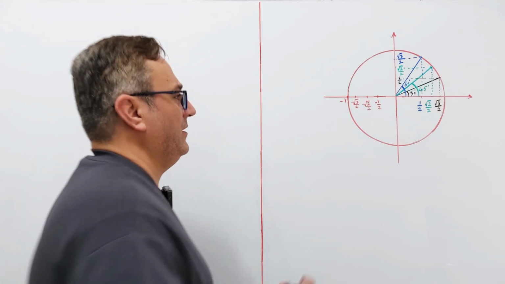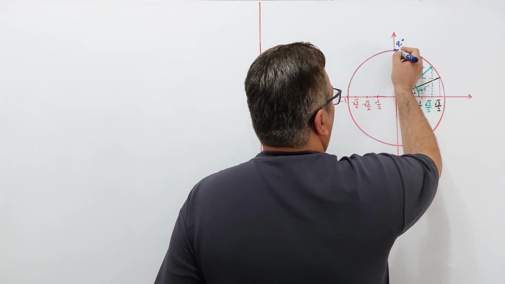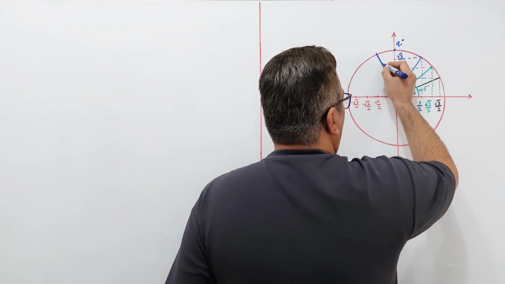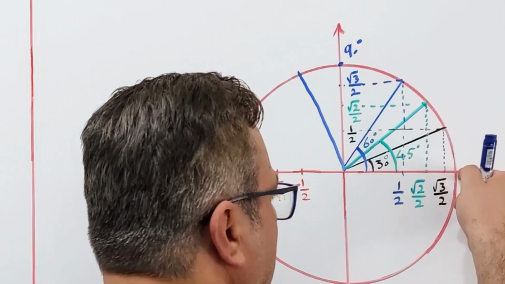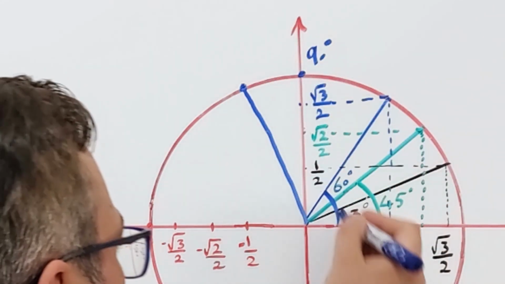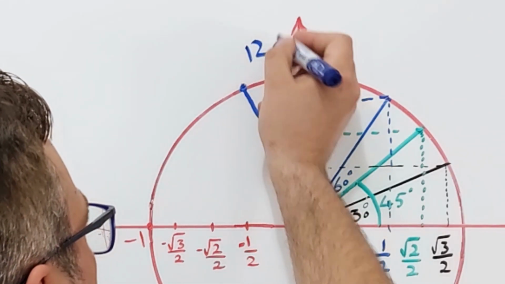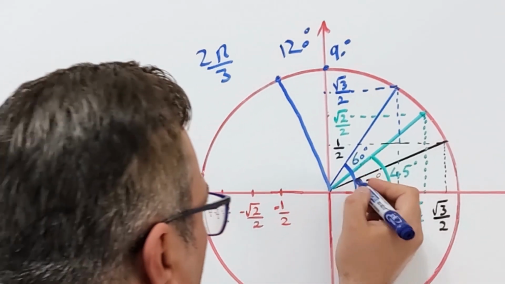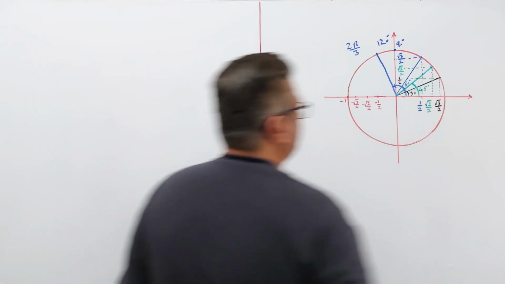Okay, let's continue moving. We are here at 90 degrees and continue moving. We reach here. If I start moving from the 0 point counterclockwise, we reach here, and the angle theta is 120 degrees or 2 pi over 3. I mean from here to here. Okay?